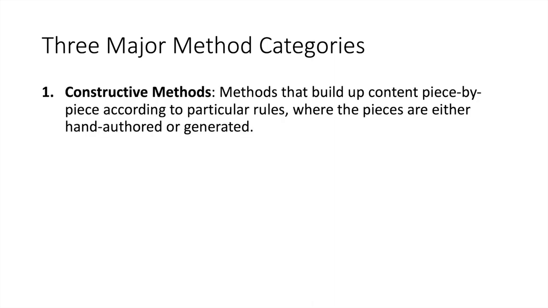The first of these are constructive methods. These are methods that build up content piece by piece according to particular rules, where the pieces are either hand-authored or generated. A common thing here is you can think of it like Lego blocks, any sort of building blocks. That's a constructive method. We're going to build each thing piece by piece. Once a piece is there, it doesn't get changed again. It's just there, and we just go forward.